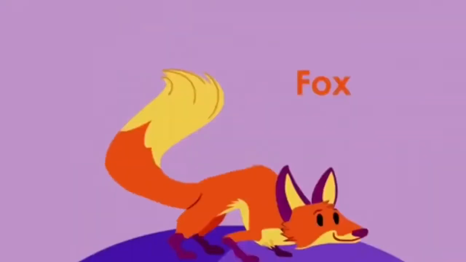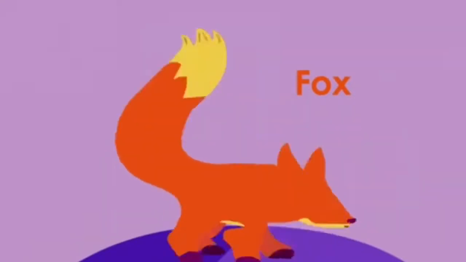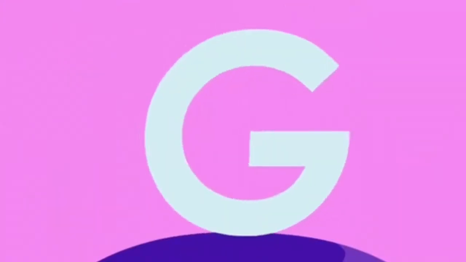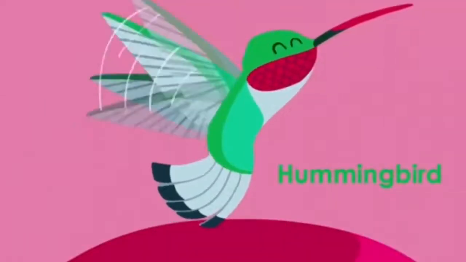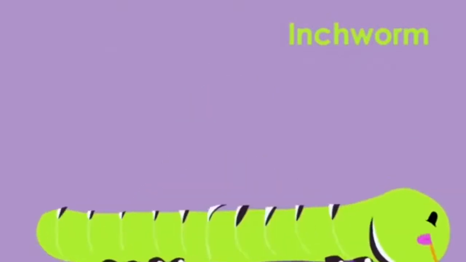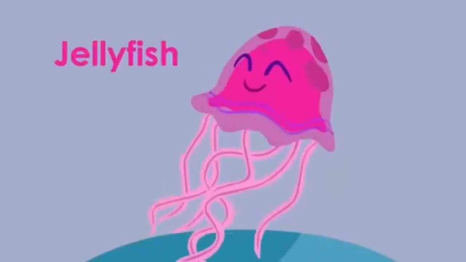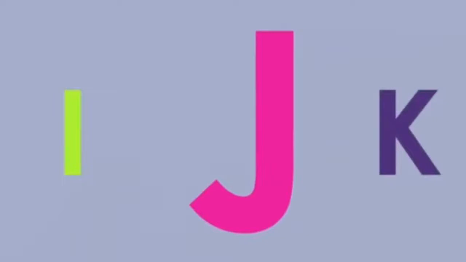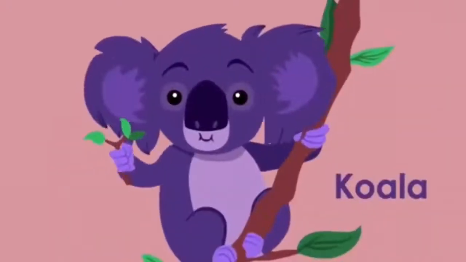F is for fox. F. G is for goat. G. H is for hummingbird. H. I is for inchworm. I. J is for jellyfish. K is for koala.